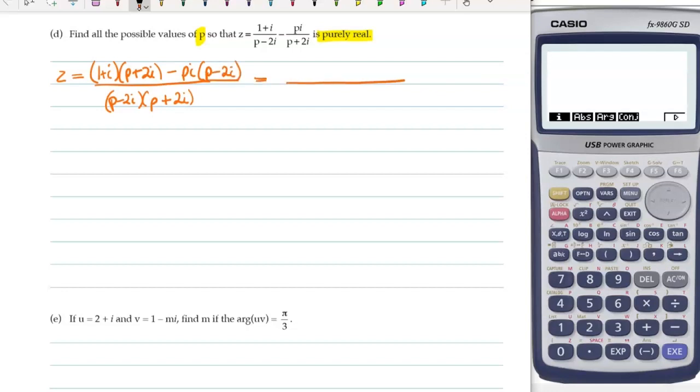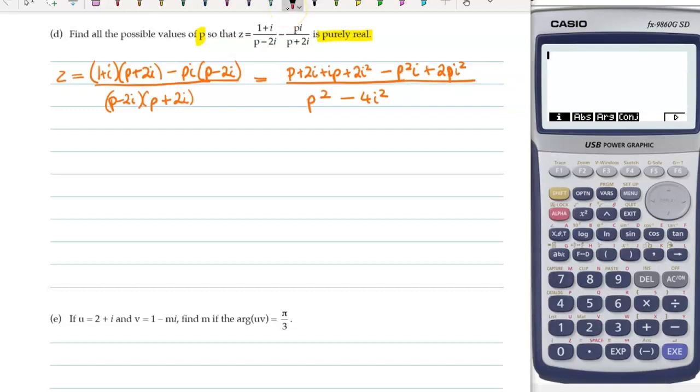Okay, now on the bottom we've got a difference of squares there, so it's p squared minus 4i squared. And on the top we're going to have p plus 2i plus ip plus 2i squared, minus p squared i plus 2pi squared.